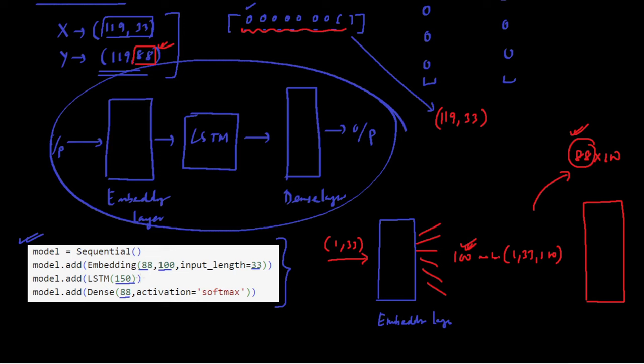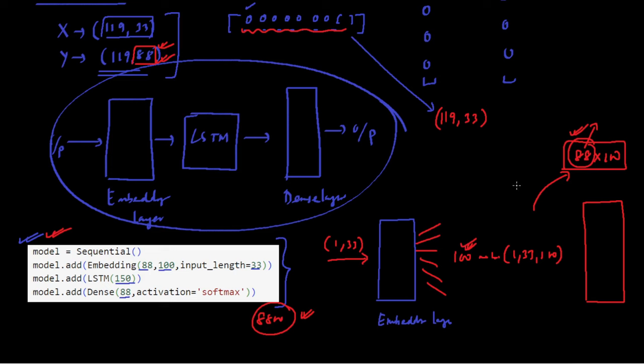Now, if you go to the model summary from the coding part, when we created this model, I showed you, right? In the model summary, in the first layer, the embedding layer, the total number of trainable parameters was 8,800. And that is where this number comes in. Okay. So 88 is nothing but the total words in the vocabulary, right? And 100 is this number.